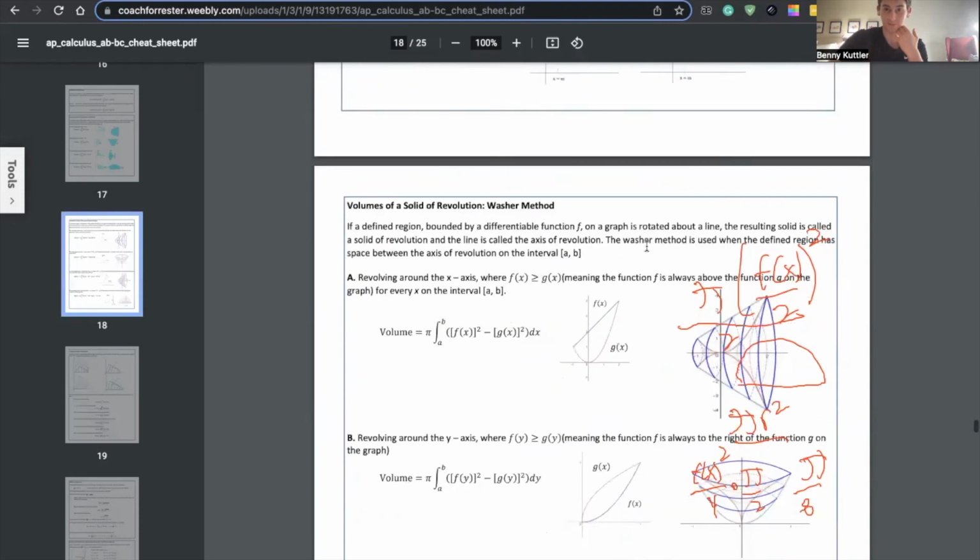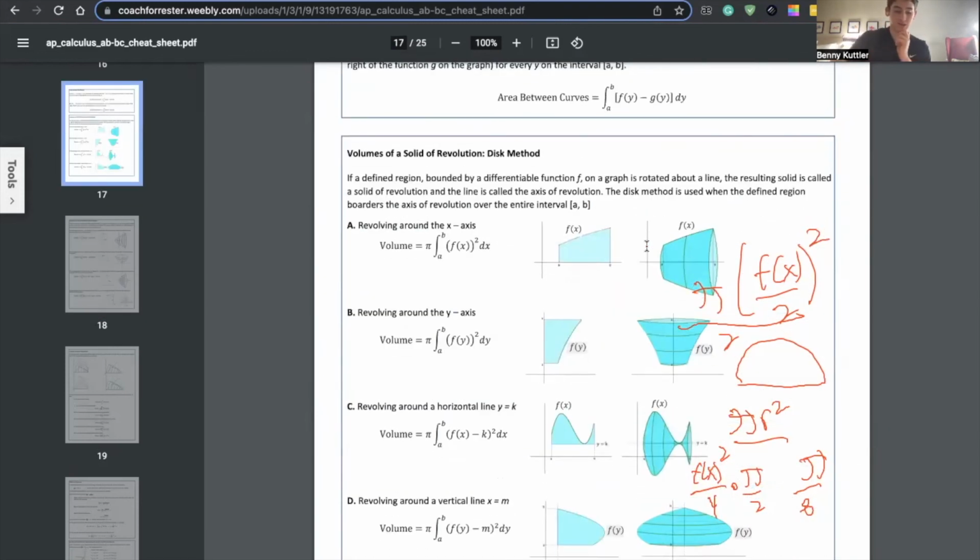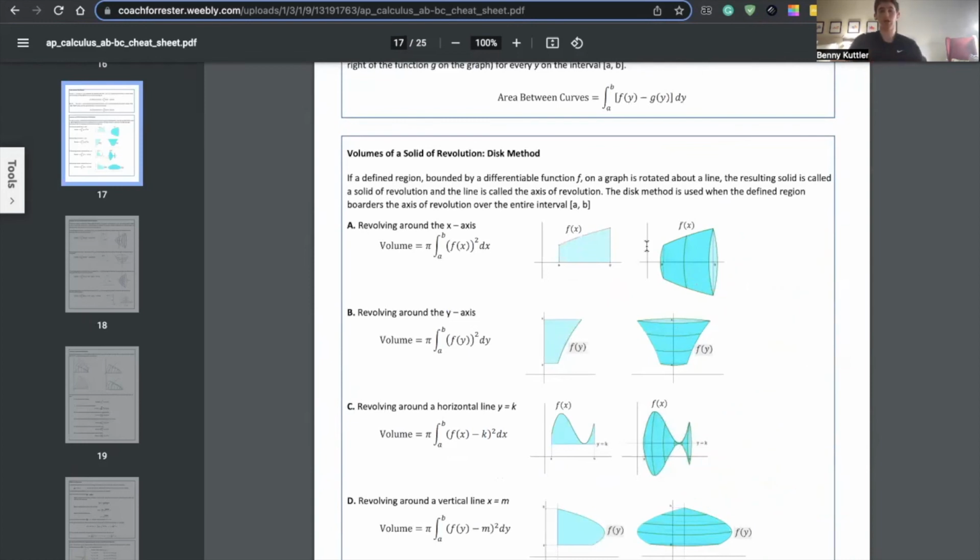remembering them. So the next thing that we do with this volume idea is called the disk method. So we think about having this function, then we revolve it around, in this case, the x-axis. So you see here, it goes like this, and then it loops around in 3D. So it wraps around the x-axis.